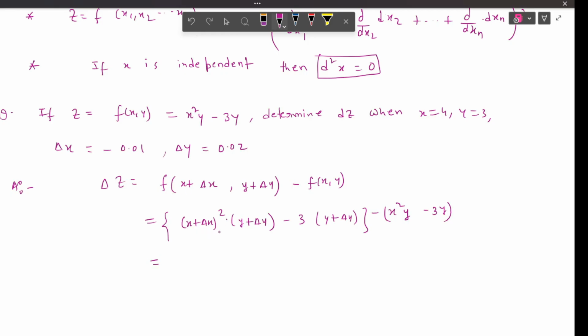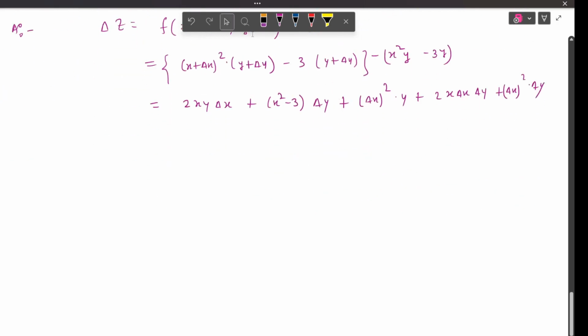So let's evaluate. It is (a + b) whole square, and then we have to multiply with this. After calculation you will get 2xy delta x plus x square minus 3, taking delta y common, plus delta x square into y plus 2x delta y plus delta x square into delta y. Okay.